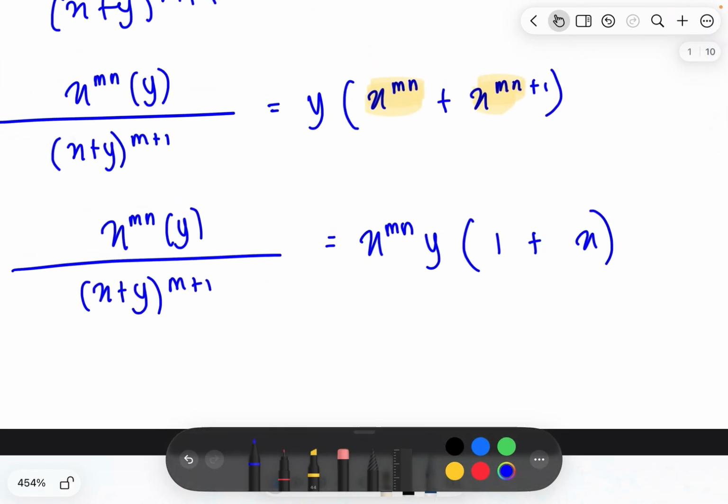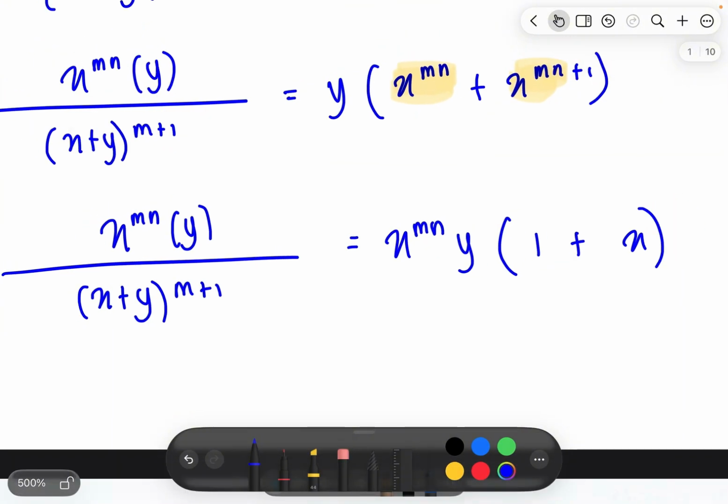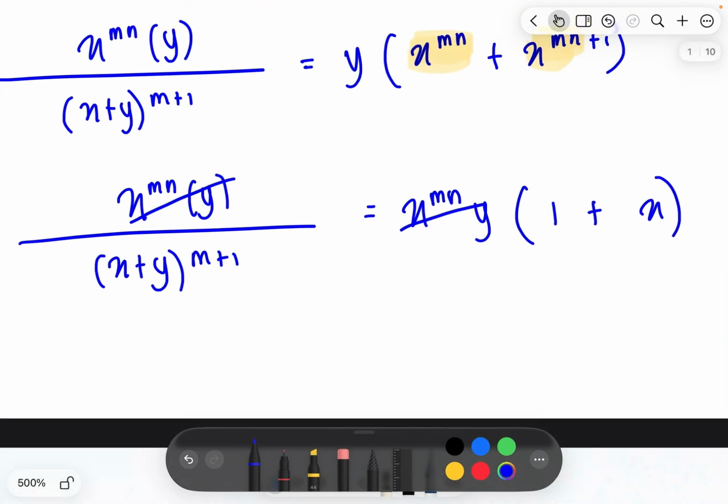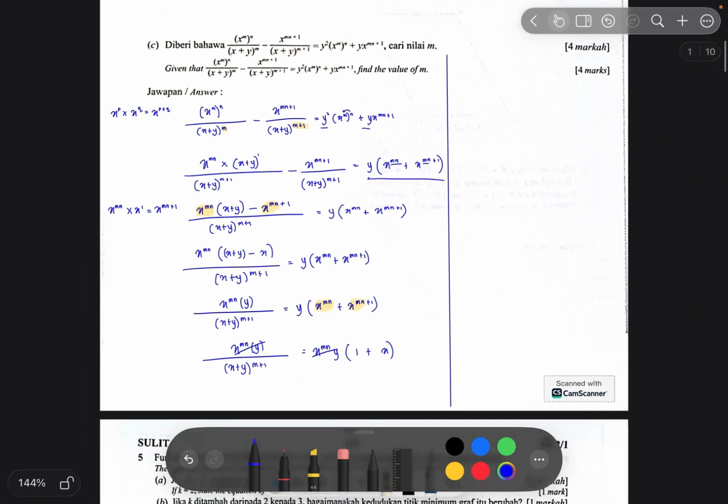One plus x, is that correct? Okay, 1 plus x. So now I can definitely cut these two. So I'll cut this and I'll cut this. Then I'm going to be left with 1 over x plus y over m plus 1, which is equal to 1 plus x.